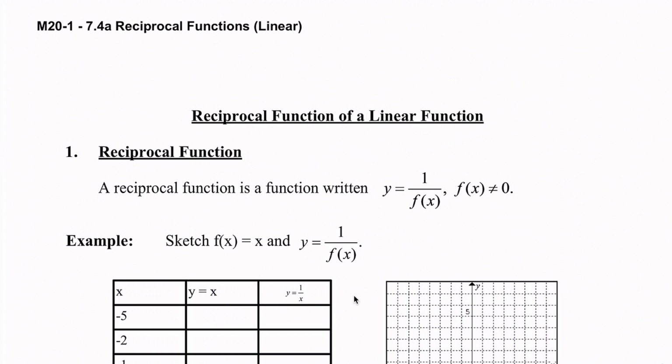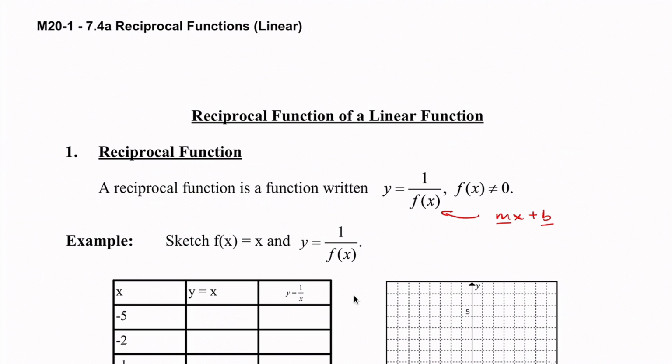So a reciprocal function, the definition for that, it says a reciprocal function is a function written y equals 1 over f of x, and f of x cannot equal 0. So f of x is just really some other function that we've seen. Today we're going to be looking at linear, so it's going to have the form mx plus b. So m and b are just going to be some numbers. They could be positive, negative, decimals, they could be fractions, but it'll look something like that.